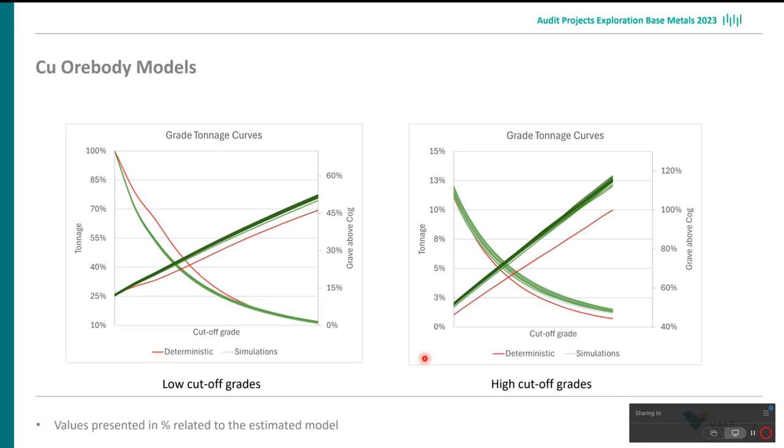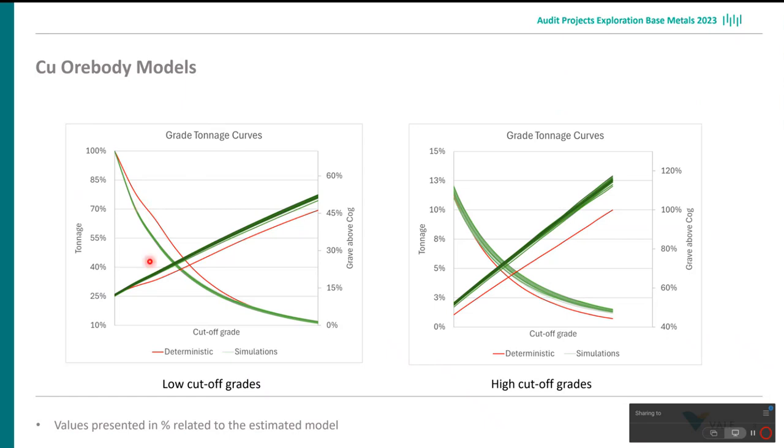What we also compared here was the grade tonnage curves. I separated the graphs into two just to be able to zoom in on different parts of the graphs, to highlight the range of uncertainty provided by the different curves. All the results presented here are in percentages relative to the deterministic target.